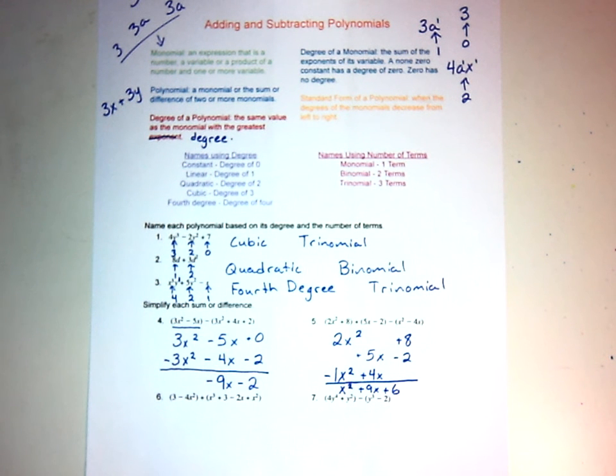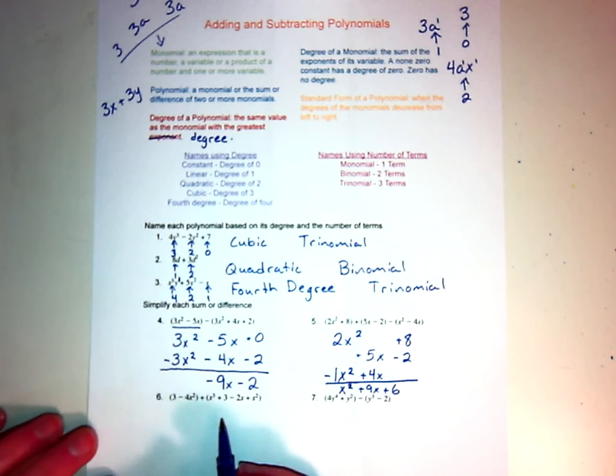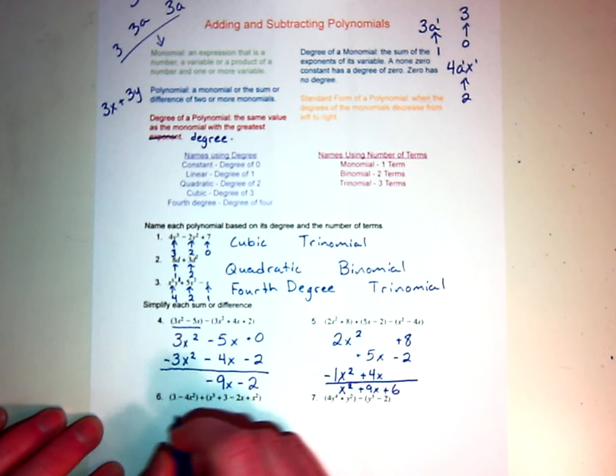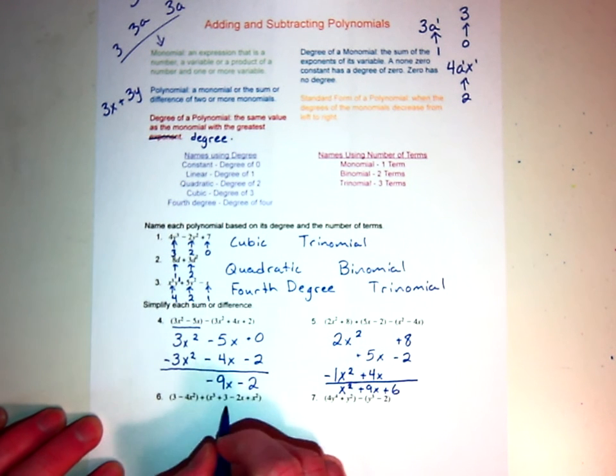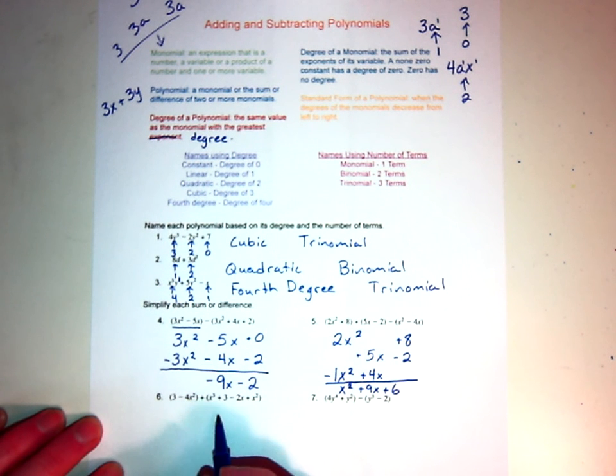For number 6, here we go. I've got, let's see. Well, remember, you can use the commutative property of addition, you could rearrange this. And since this is a longer polynomial, I think I'm going to put that first. Okay, right? I'm going to use the commutative property of addition. I'm going to write that first. And I'm going to make sure I write it in standard form of a polynomial, which means its degree is descending from left to right.